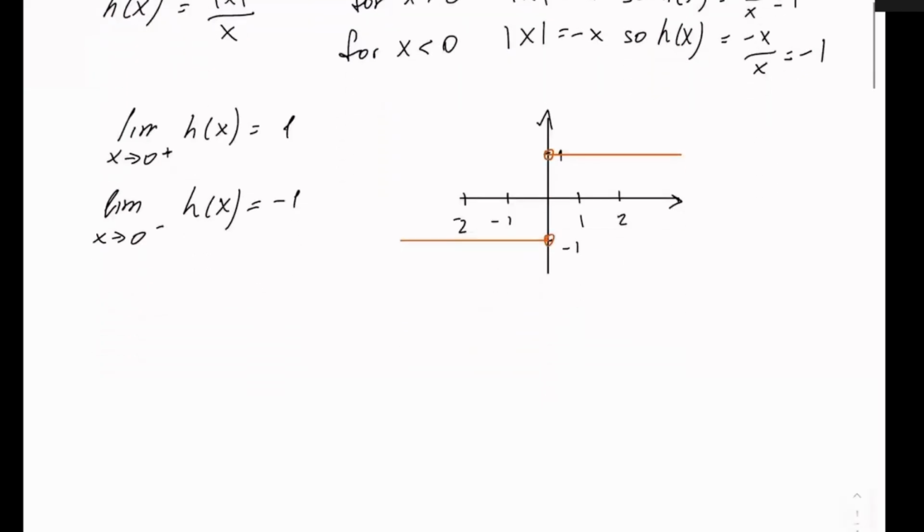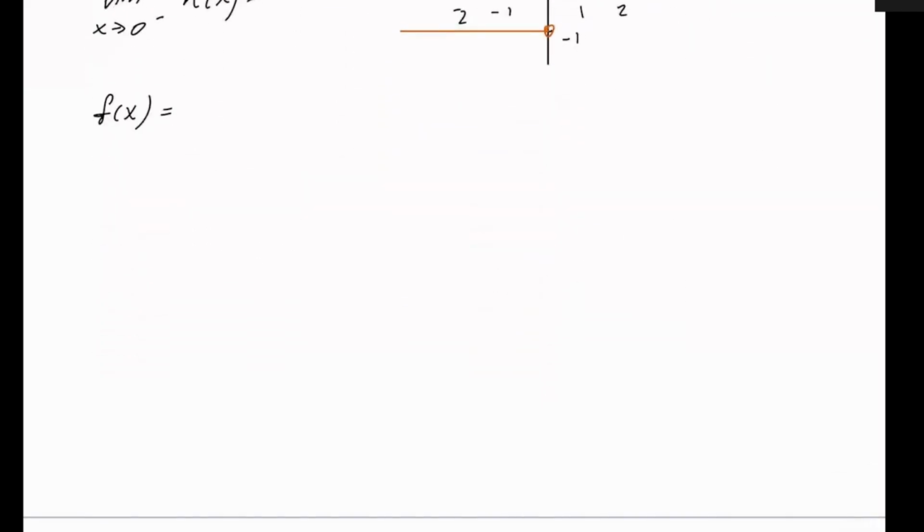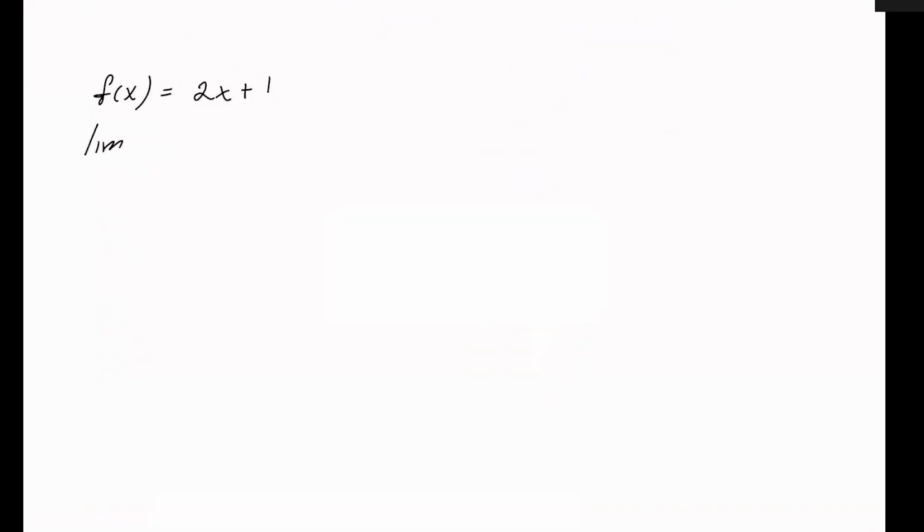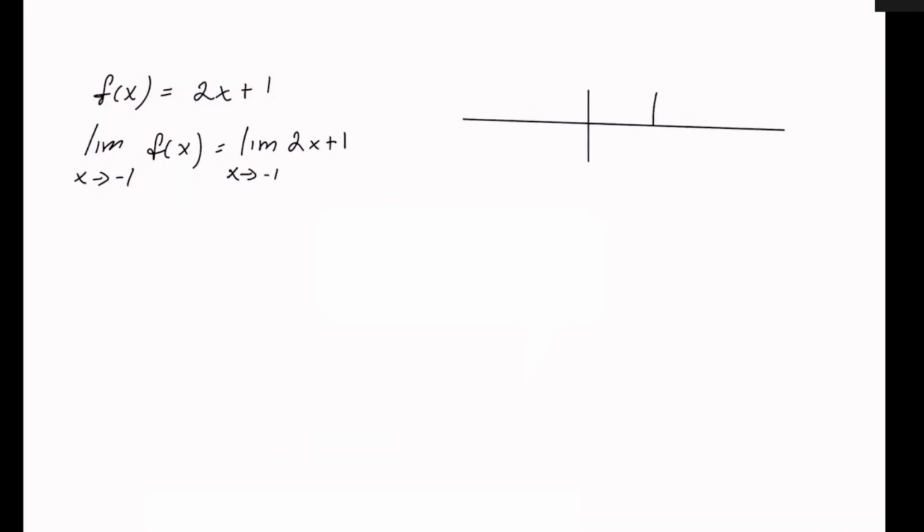Okay, another example would be f of x equals 2x plus 1. I want to find the limit as x approaches -1 of this f of x. So essentially, I'm looking for the limit of 2x plus 1 as x approaches -1. So using the tabular method again, I will need to create a small table and see what happens around this -1. Now, let's first look at the number line.